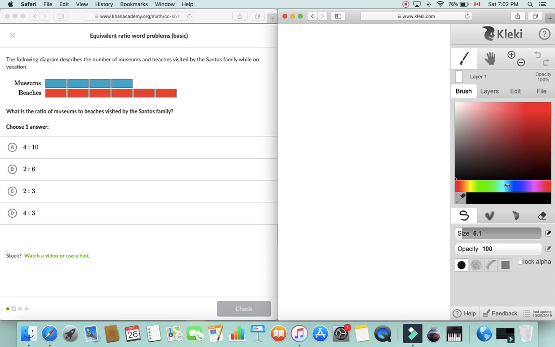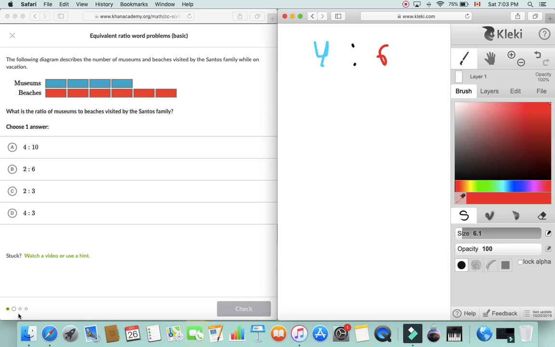Okay, so the following diagram describes the number of museums and beaches visited by the Santos family while on vacation. So they went to the museum 4 times and they went to the beaches 6 times. So what is the ratio of museum to beach visits? It's not A, because normally it's 4 to 6. So how's it 4 to 10?